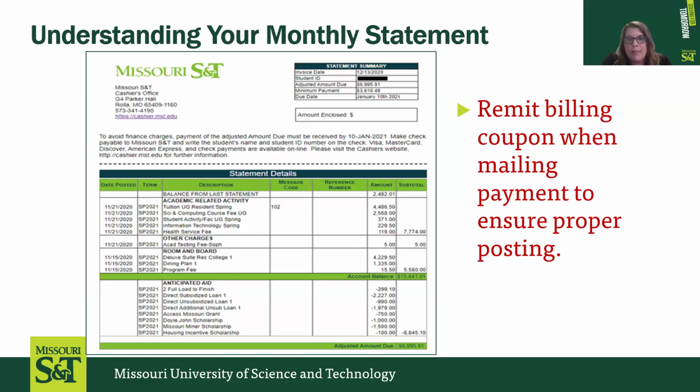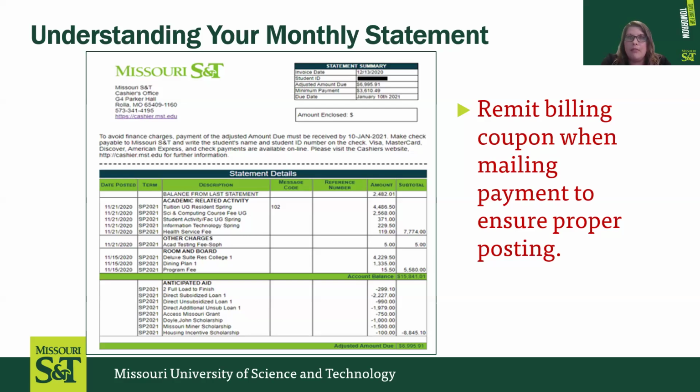On the very first statement, you're going to see all the aid listed as anticipated aid, because aid won't disperse until closer to the start of the semester. So everything on this very first statement that's going to generate on Monday would be reflected as anticipated aid. Once the aid actually pays to the account, it should cycle from anticipated aid and be reflected as payments and credits on the statement.